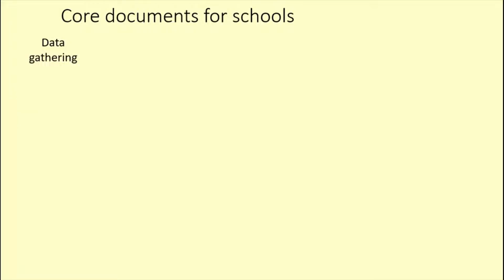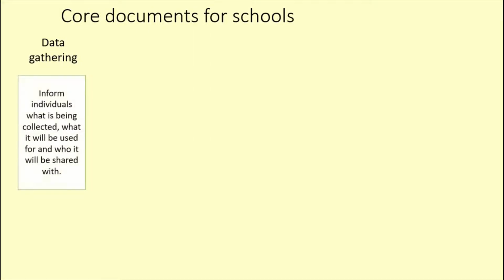The start of the process is data gathering. Schools must inform individuals why their data is being collected, what it is going to be used for, and who it is going to be shared with. This information is provided in the school's privacy notices. Normally, there is one for parents and pupils and another for staff, governors and volunteers.